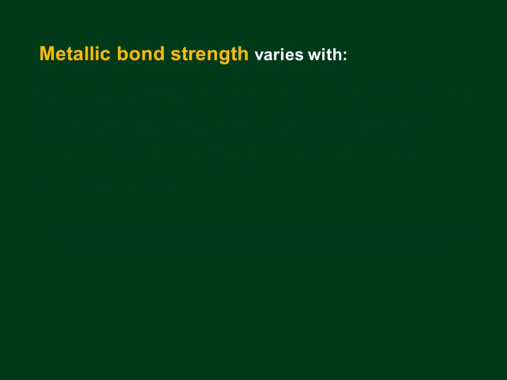Metallic bond strength. Is the bond in iron the same as the bond in copper? No, they are different. So what does metallic bond strength depend on? Number one, the nuclear charge of the metal atoms, the atomic number or number of protons. As the nuclear charge increases, the metallic bond strength increases.